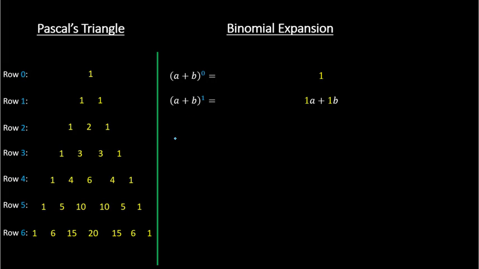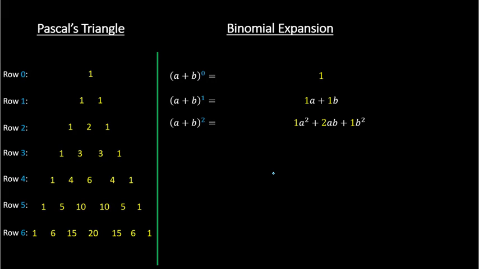Now, hopefully you're starting to see a pattern emerge. If we did a plus b to the second power, when you expand this, you would get a squared plus 2ab plus b squared. And you can confirm this by distributing. If you did a plus b times a plus b, that's what you'd find as your result. Again, notice the coefficients. We have here 1, 2, and 1, and those match up with row 2's numbers, 1, 2, and 1.